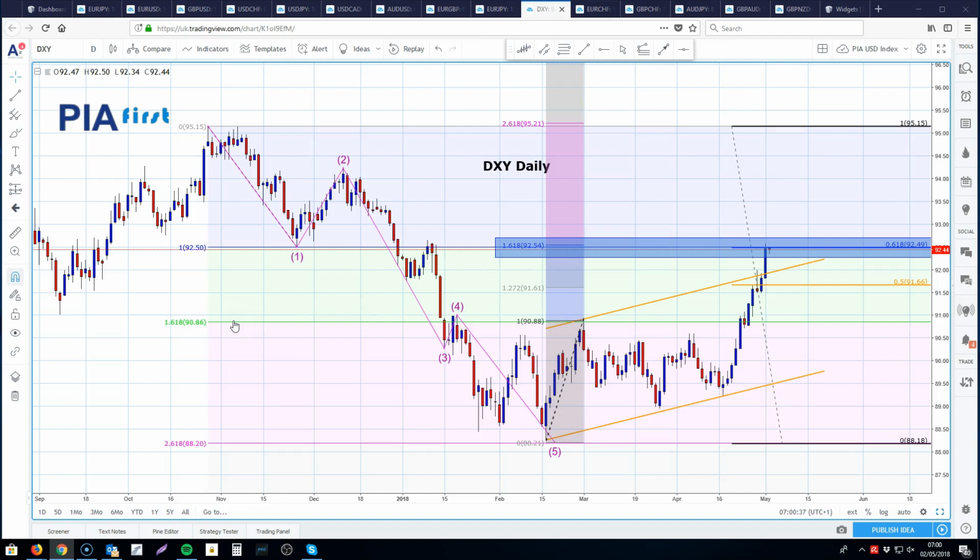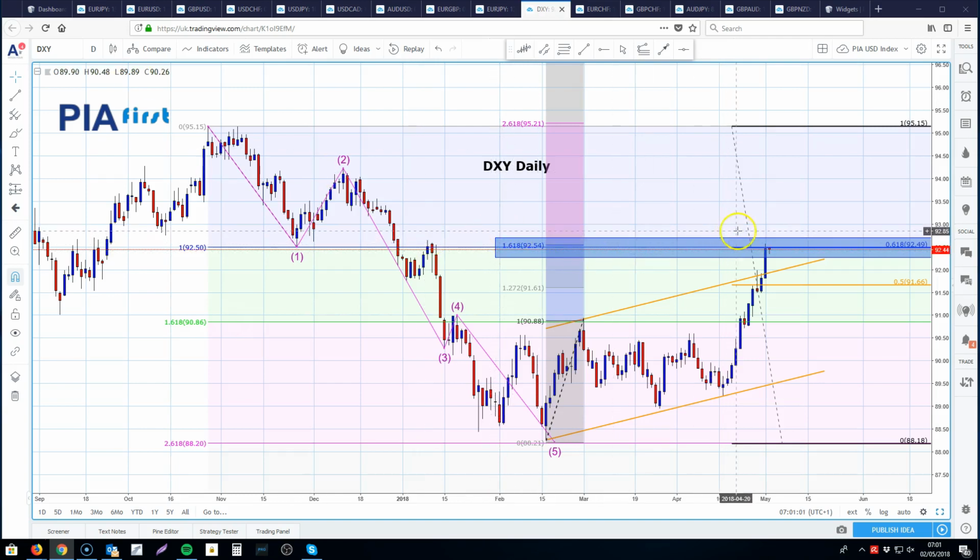Today we're going to be looking at euro dollar. We're going to be looking at taking a sell trade in the major currency pair. But with the Fed interest rate decision tonight and also the monetary policy statement, we're briefly going to look at the dollar index first. Now we're at quite a critical point on the daily chart.